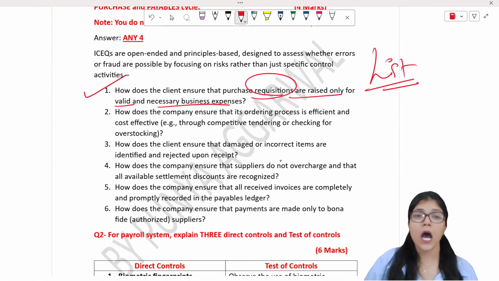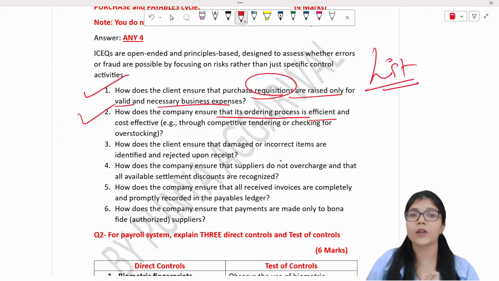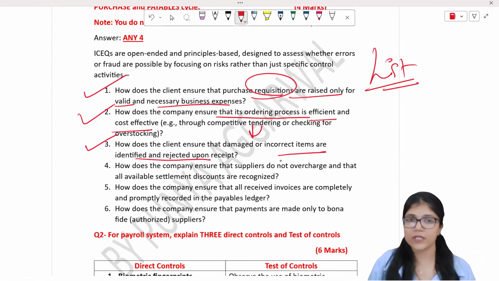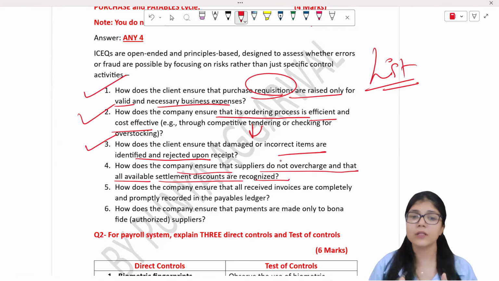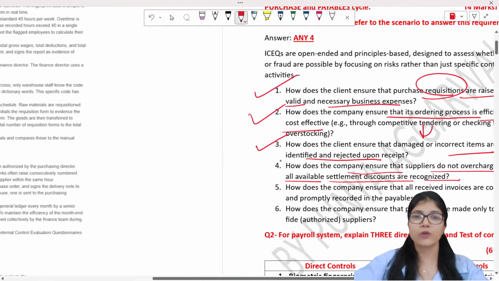That's the first one. How does the company ensure that its ordering process is efficient, cost effective? So how does the process work smoothly in the organization? That is again your second question. How does the client ensure that damaged or incorrect items are identified and rejected upon receipt? How does the company ensure that suppliers do not overcharge and that all available settlement discounts are recognized? So these kinds of questions you can write. You can also frame any other thing that has come to your mind. These are just a few examples that I have provided to you, and you can add any four out of these, right? So let's move to the next question.